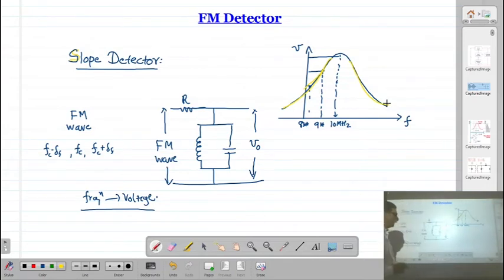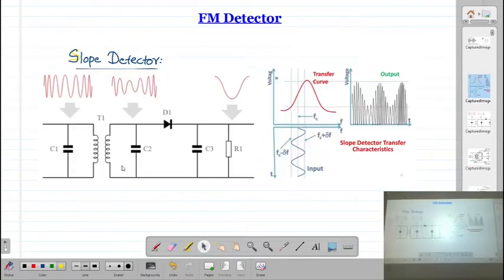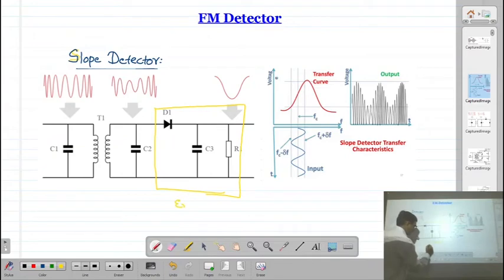Now let us see what the exact circuit for this is. So this is the circuit diagram for a slope detector. Now you should understand that this part is your envelope detector. And your resonance circuit is here. Whatever the FM wave is, this FM wave is applied at this point.